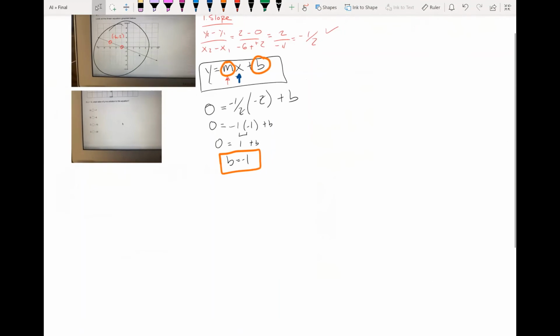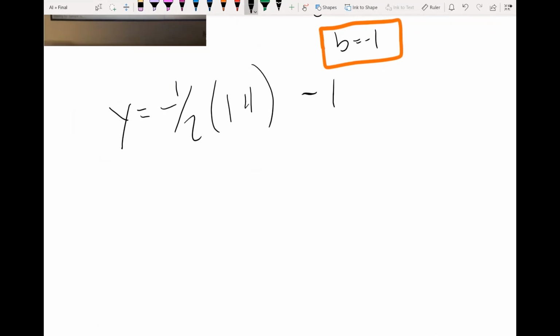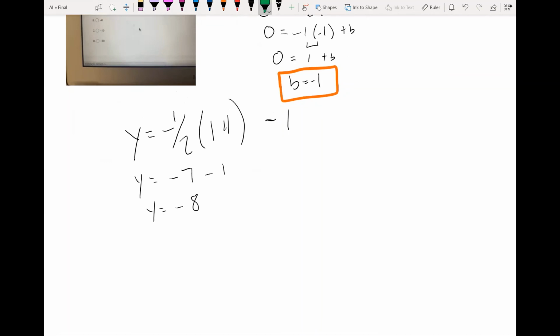So it's going to be y, which we don't know, m, which is -1/2, times x, which in this case is 14, plus b, which in this case is -1, so it's just -1. This is easy, of course, -7 minus 1. y is equal to -8. Boom. That's how you do it.